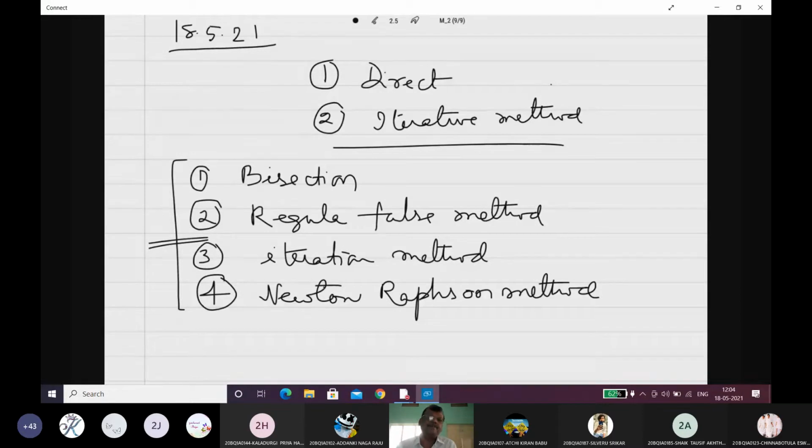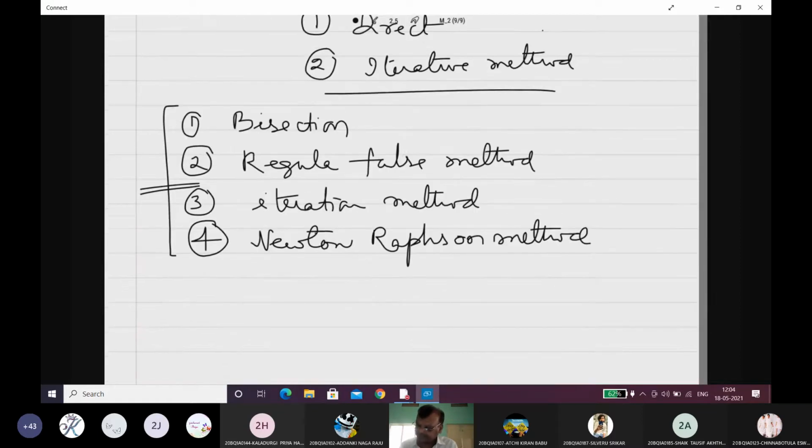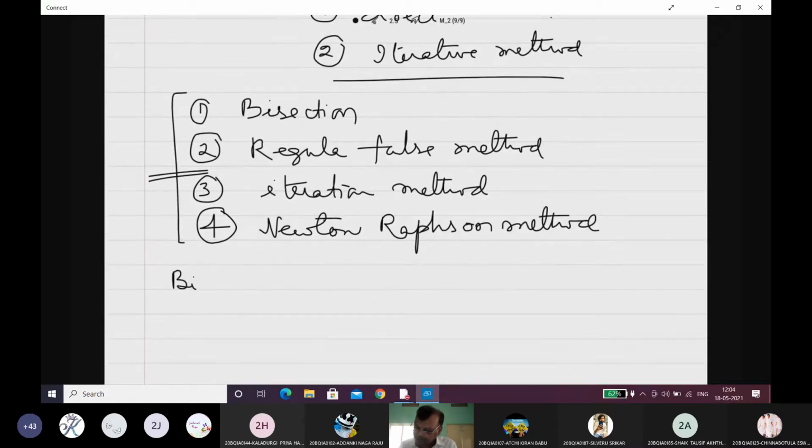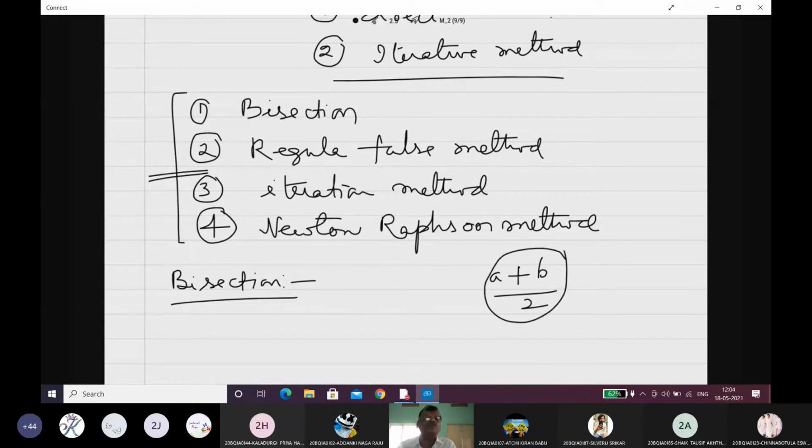Now let us see the first one, the bisection method. That means we have to bisect the interval. Bisect means two equal parts. What is the midpoint formula? Suppose a is one value and b is another value. What is its midpoint value? a plus b by 2. This is what we use to find a better approximation of the root of the given algebraic or transcendental equation. Now, the bisection method is based on that.